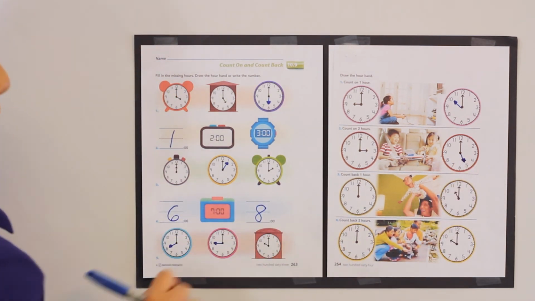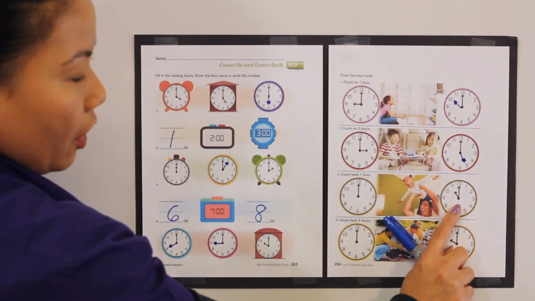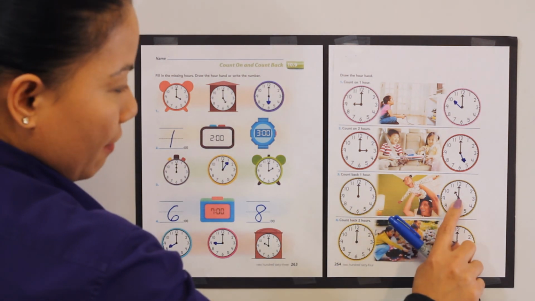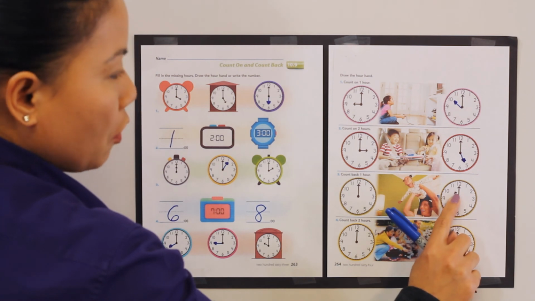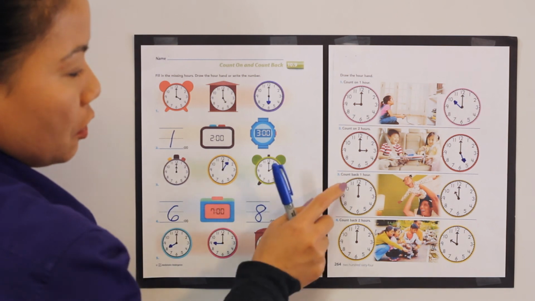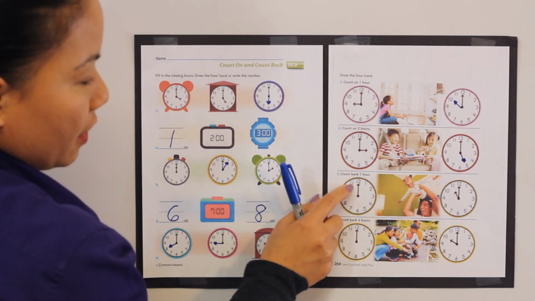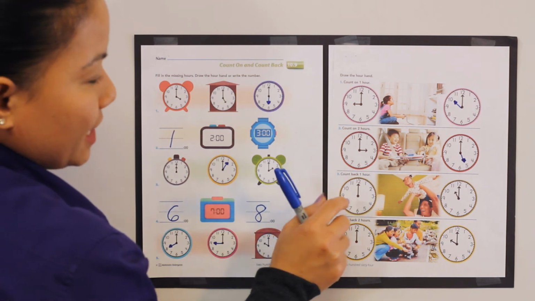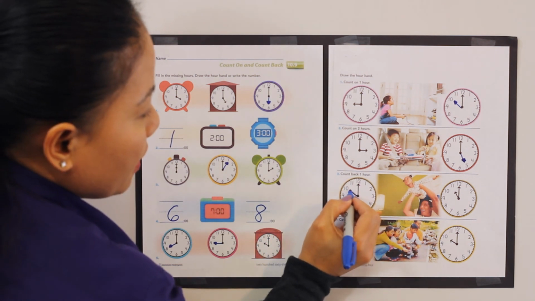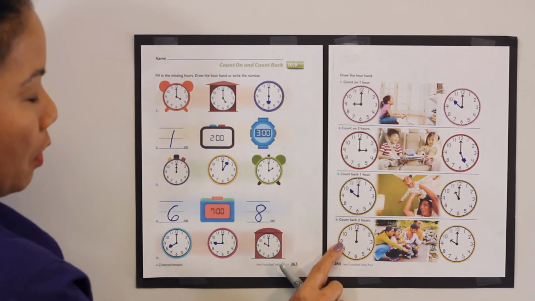Number 3, count back 1 hour. So look at your clock on the right. It says 11 o'clock. If we're going to walk backward 1 hour, you're at 11. Count backward 1 hour. What do you think is your number? 10. And your time is 10 o'clock. Very good. Let's go ahead and do our last problem.